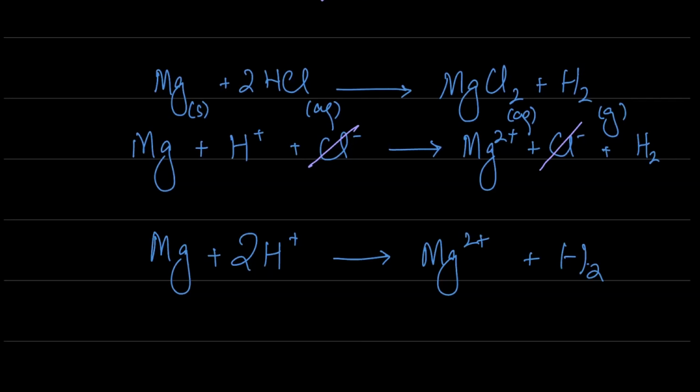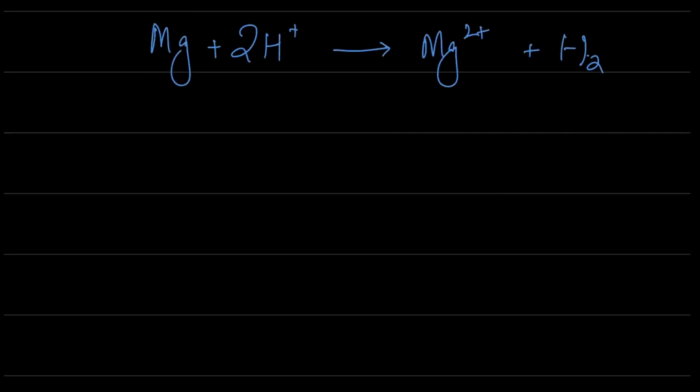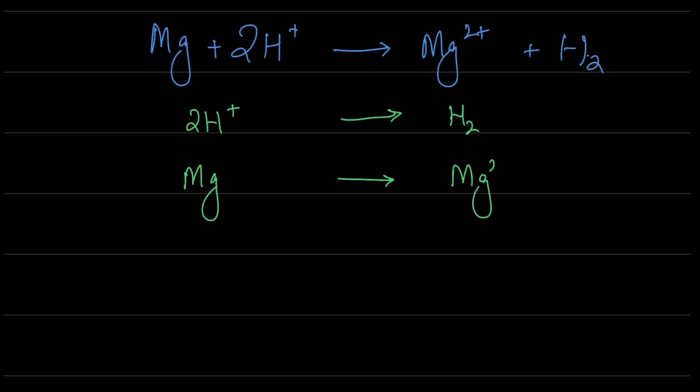इसी ionic equation को मैं half equations में भी distribute कर सकता हूँ. Half equation क्या होती है? That you just talk about one thing at a time. So for example, अगर मैं सिर्फ hydrogen को यहाँ पे लिखूं, तो मेरे पास यहाँ पे 2H positive है और इस साइड पे H2 है. Similarly, अगर मैं सिर्फ magnesium की बात करूं, तो मेरे पास magnesium है और इस साइड पे magnesium positive 2 है. Now let's try to figure out कि होता कैसे.